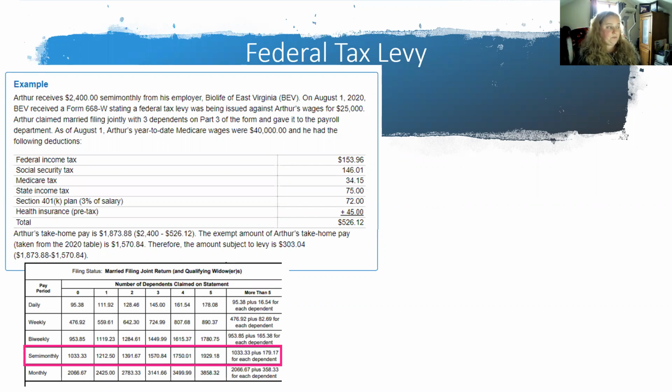So that's what Angela was talking about. The 401k was already in place when this levy was received, and the health insurance was already in place when this levy was received. So those two things get to stay in place before the take-home pay is taken into account.